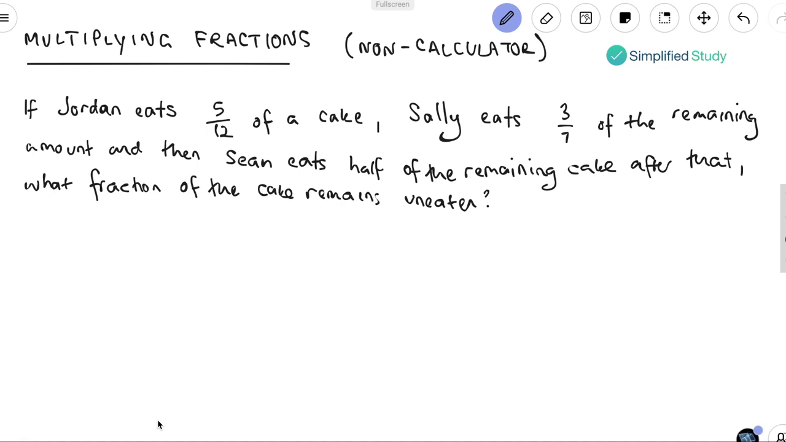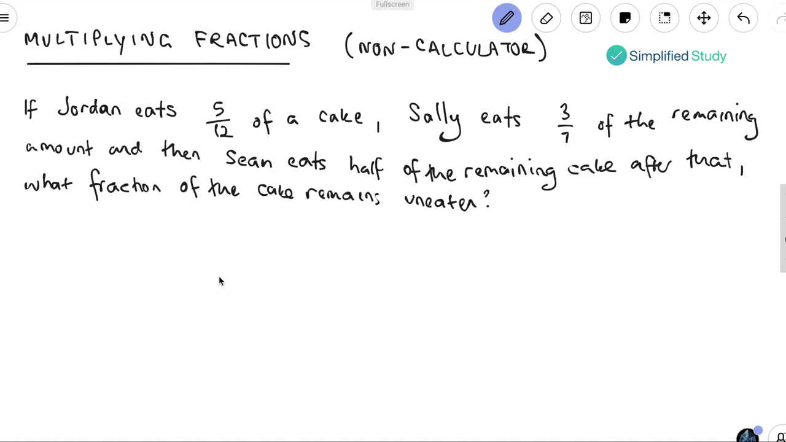So if we take this example question, we've got: if Jordan eats 5/12 of a cake, Sally then eats 3/7 of the remaining amount of the cake, and then Sean eats half of the remaining cake after that, what fraction of the cake remains uneaten at the end? So the most common approach to this would be to multiply each of the fractions by multiplying the numerators together, then multiplying the denominators, and then simplifying from there.